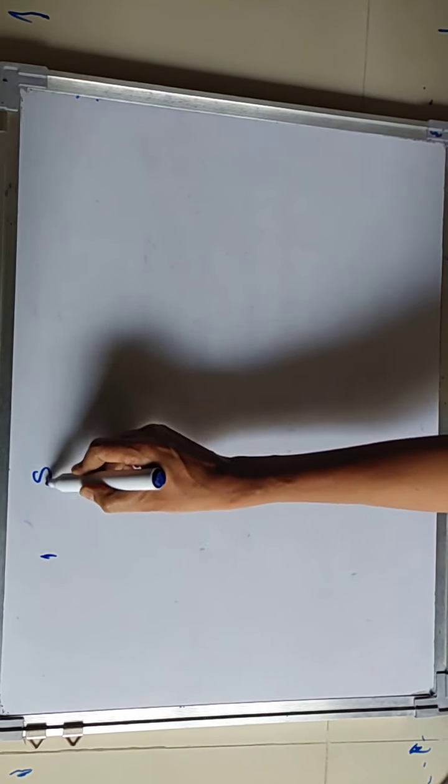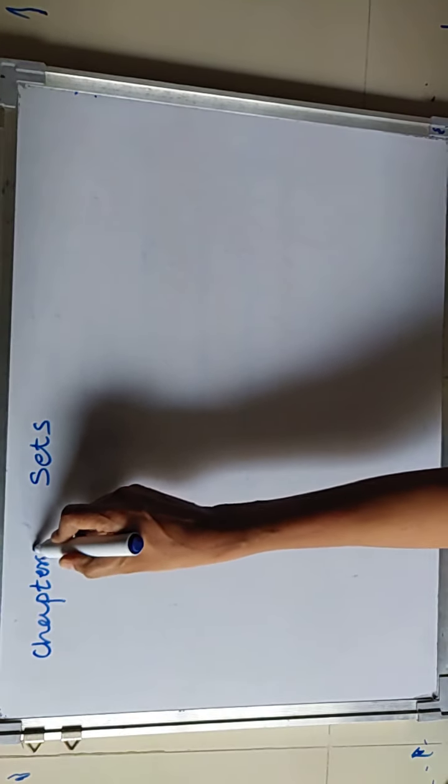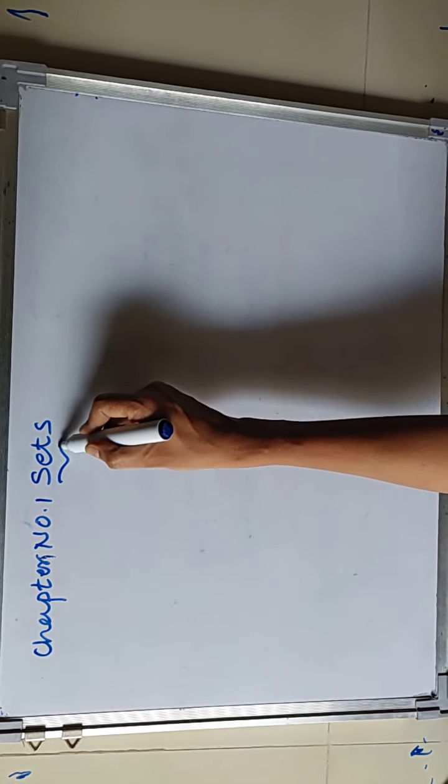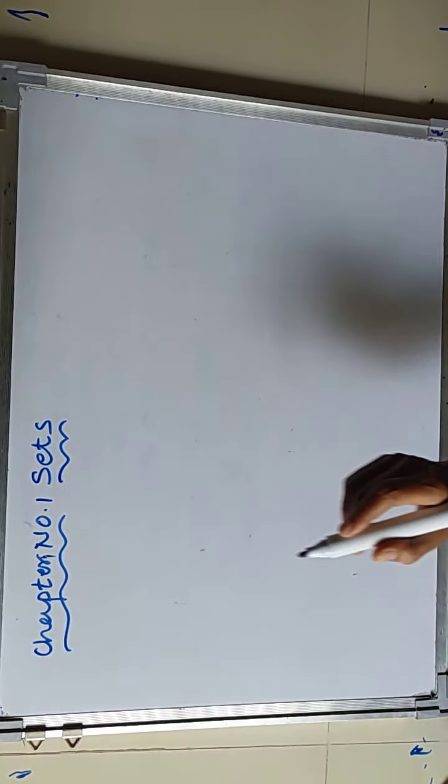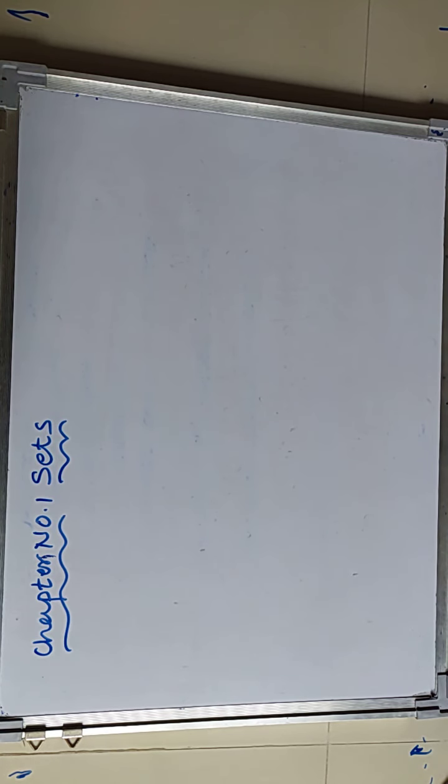Students, I am starting the first chapter, as it is the first chapter: sets. It is chapter number 1. Chapter number 1, sets. Here, students, what is a set? Before starting that, I am asking about the natural numbers. What are the natural numbers?